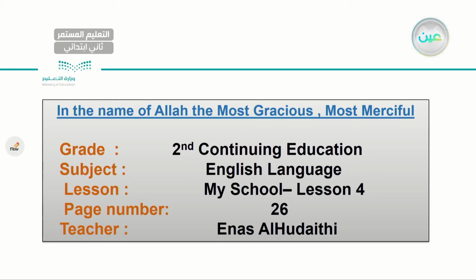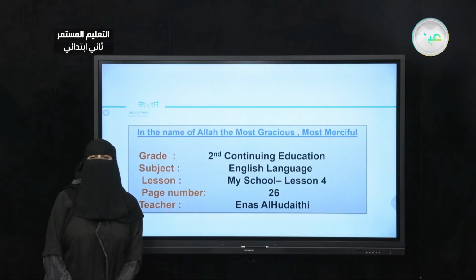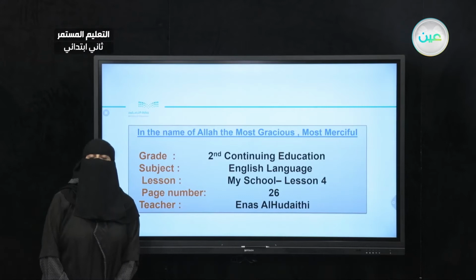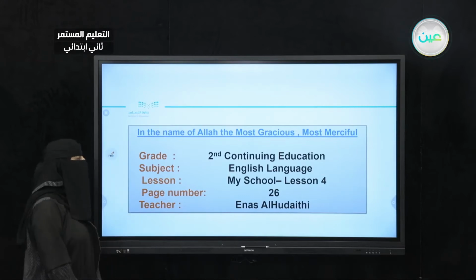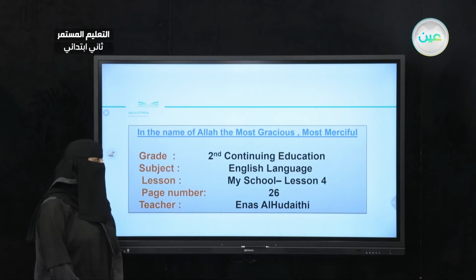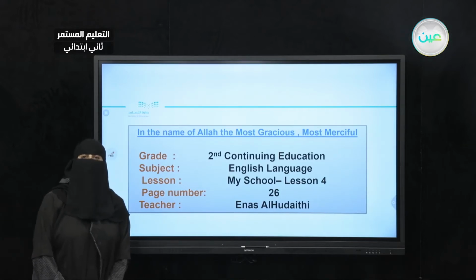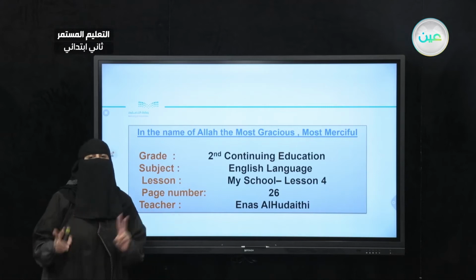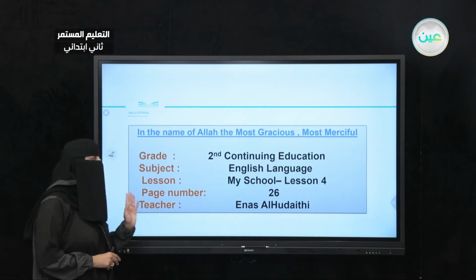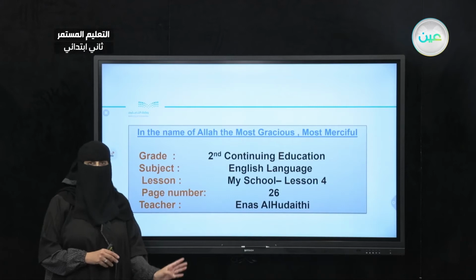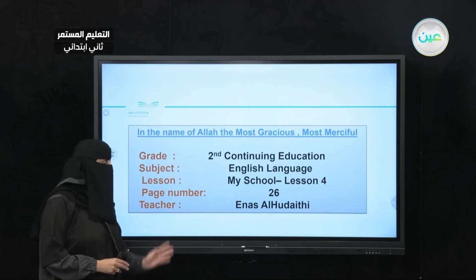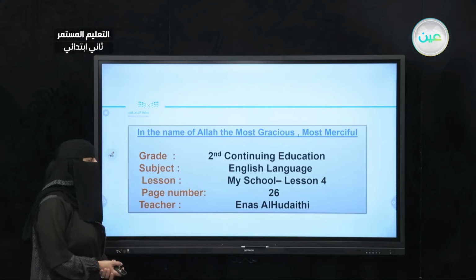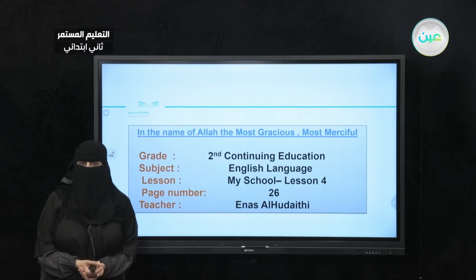Today, inshallah, we will be concluding our second unit in our book. The name of the unit is My School. As you can see on the screen, this will be lesson number 4, the fourth lesson. Actually, we'll be taking this lesson in 2 classes. So today we will focus on page 26. Again, lesson number 4. This is the last lesson of unit 2, My School. You will find it on page 26.